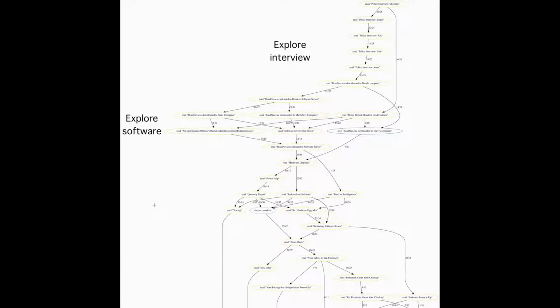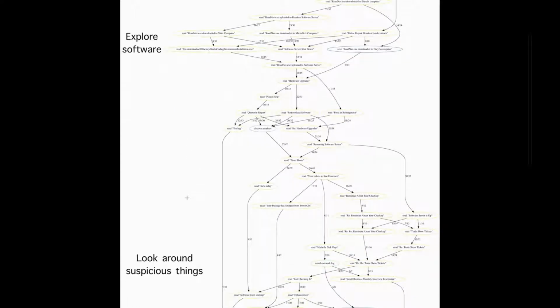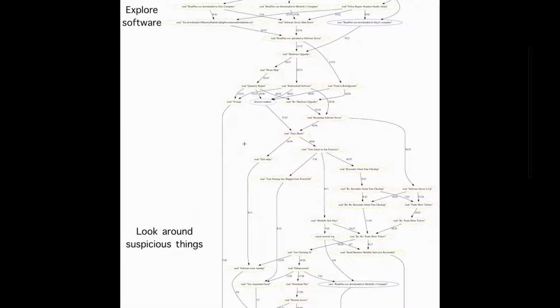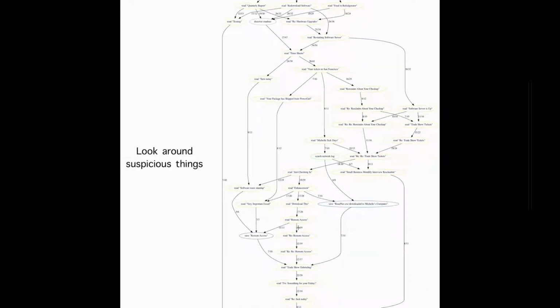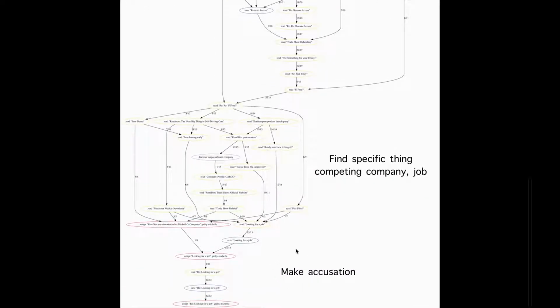Let's look at an example graph. From here, we can see that users generally explore interview data first. After they read this interview documentation, they begin to explore information related to the software that was stolen. And then they look at other documents that could be considered suspicious, such as sick day and timesheets. Eventually, they find information related to a competing company. And this ultimately leads to them making their final accusations.